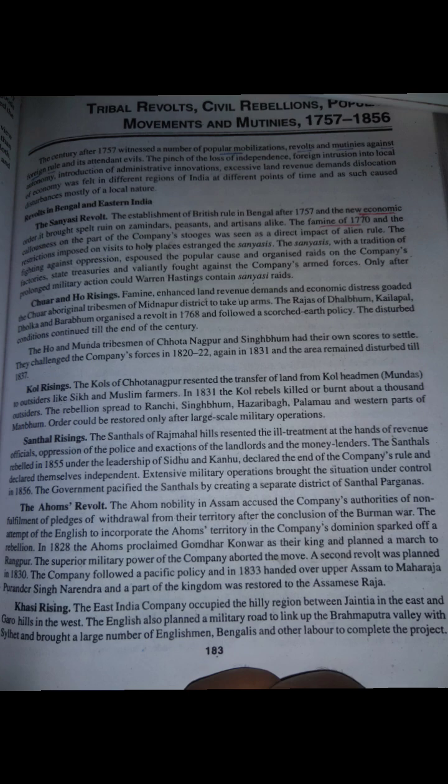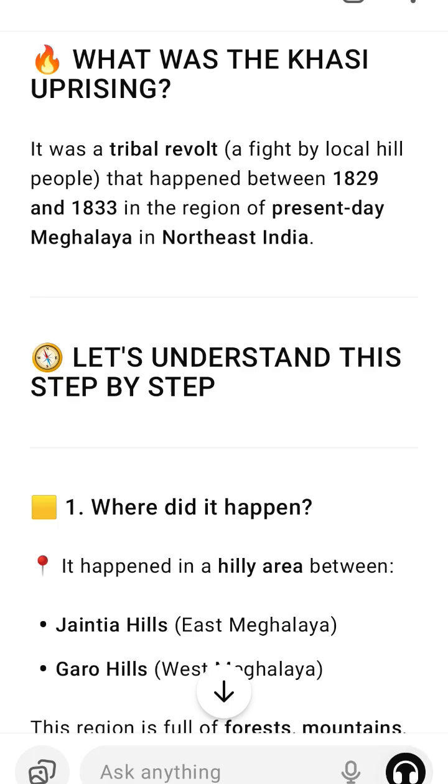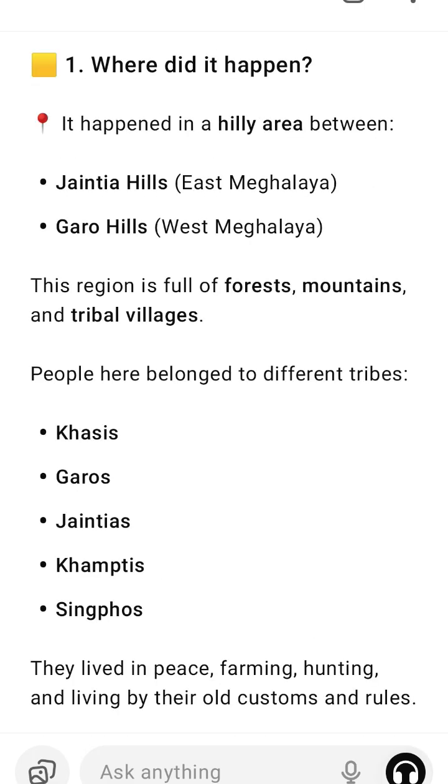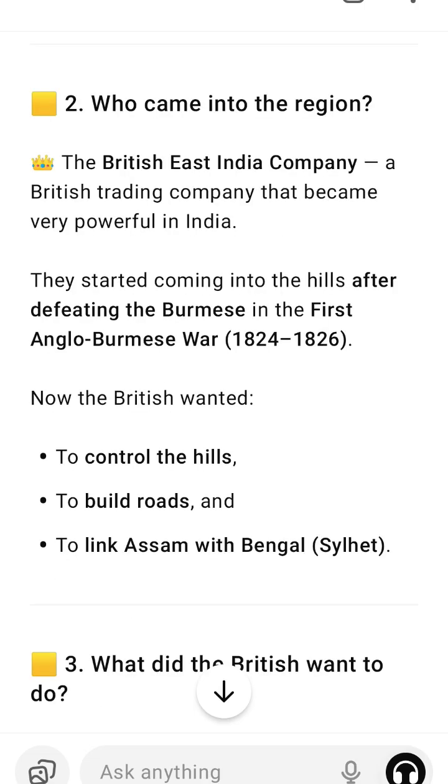Here is a great, deep and detailed summary of the Khasi Revolt, 1829 to 1833, in the simplest and clearest way possible, like the world's best teacher would explain. Summary of the Khasi Revolt, 1829 to 1833.